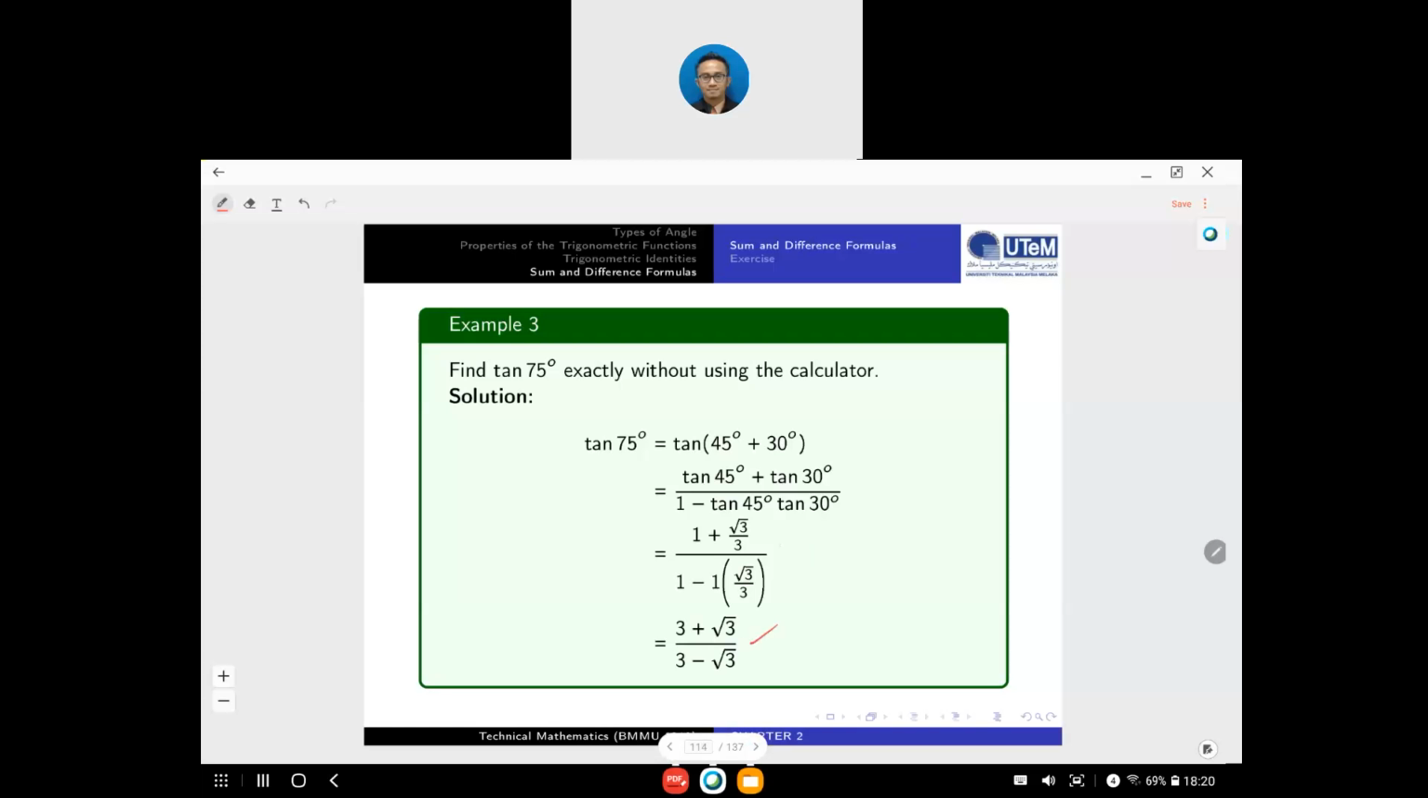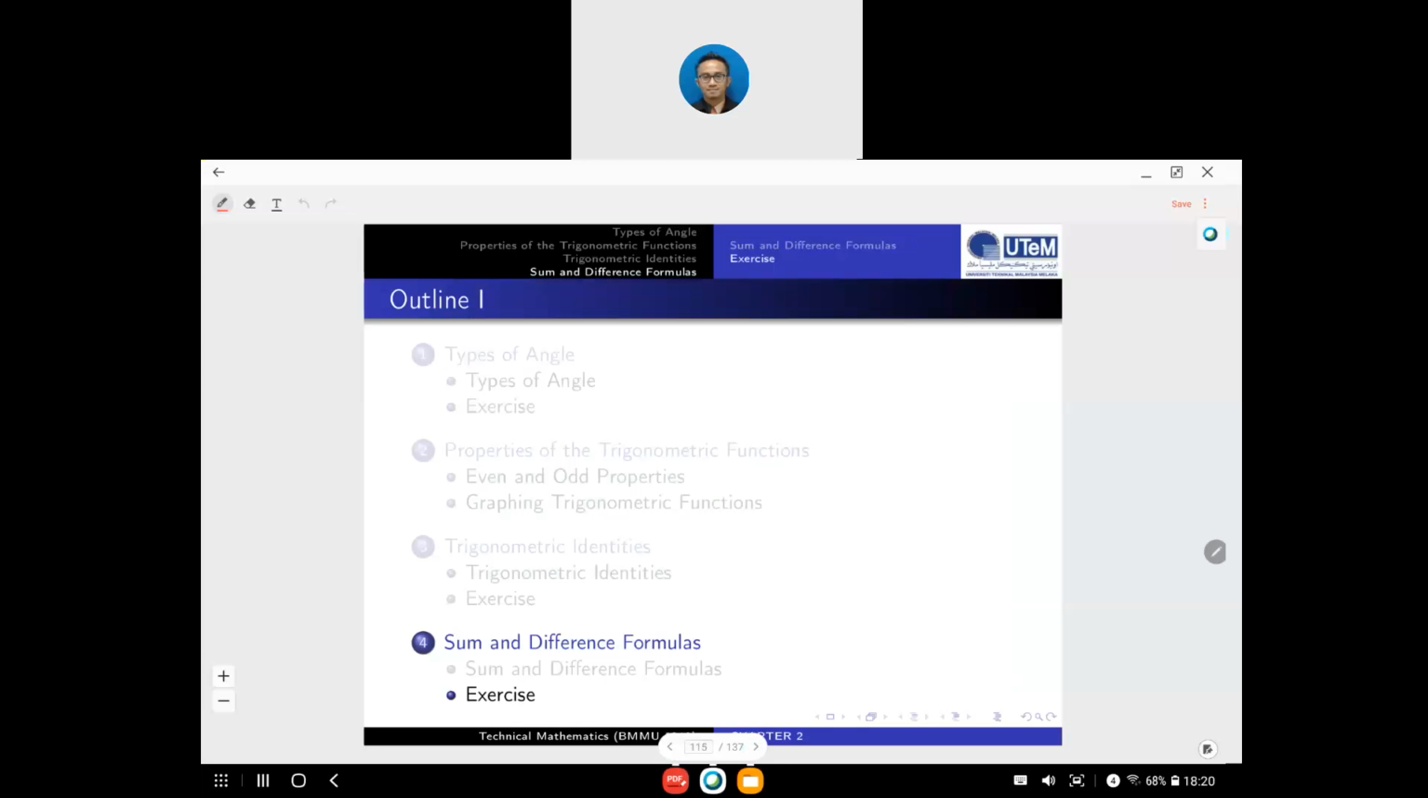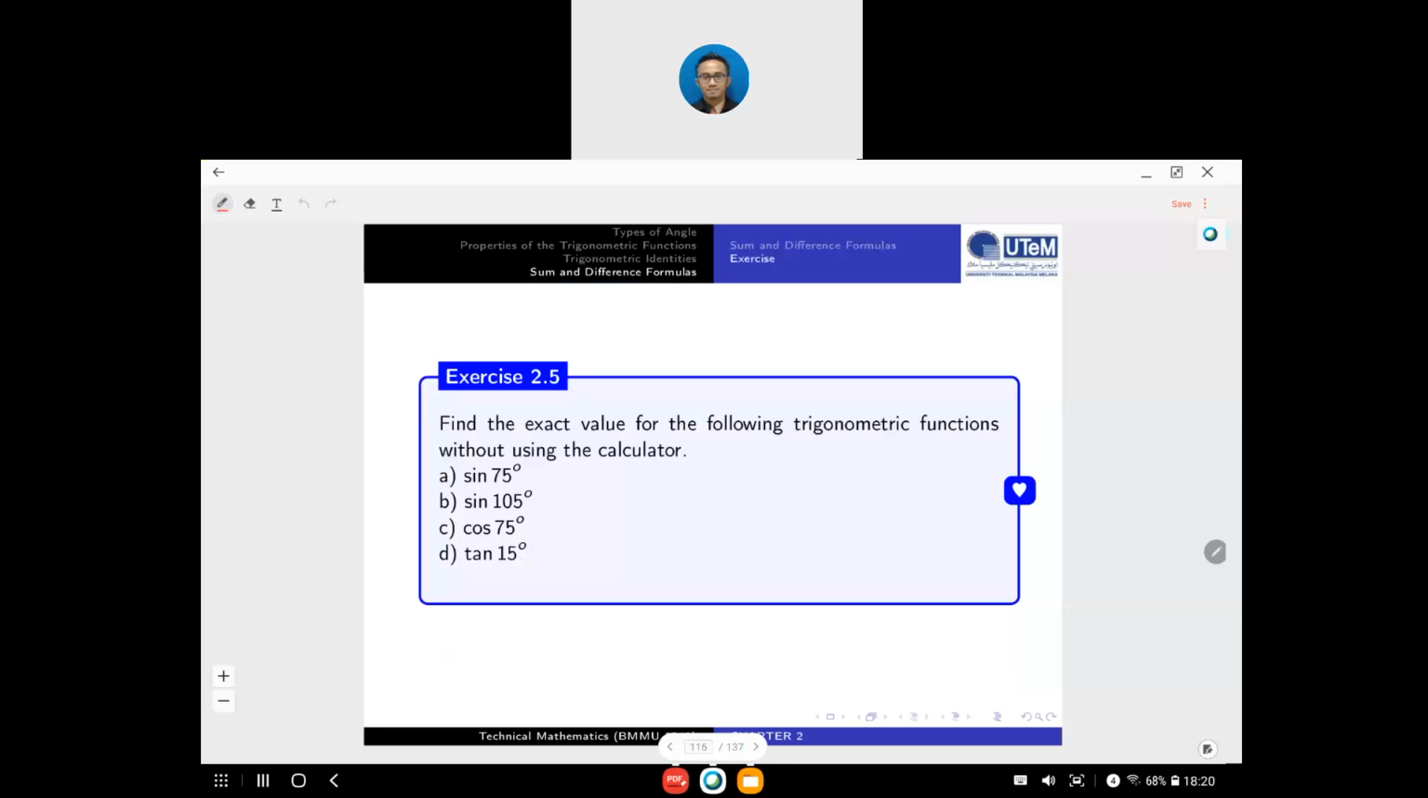Because if you press the calculator, tangent 75, do you know what it gives? 2 plus root 3. So I know whether you are using the calculator or not. Make sure you don't get caught. Okay, so this one is the exercise, so you can try this exercise.